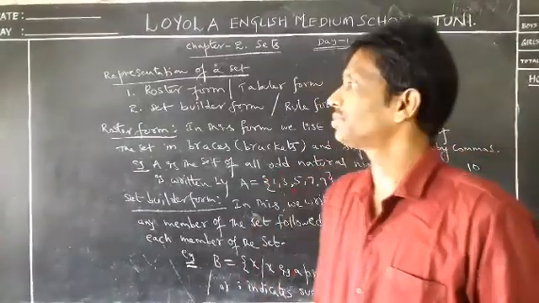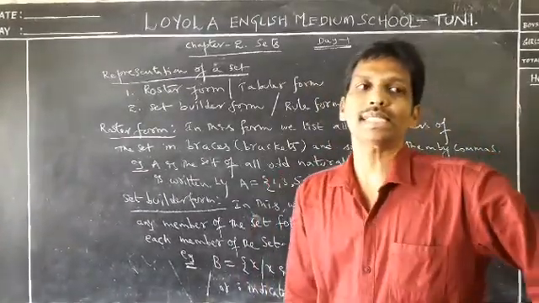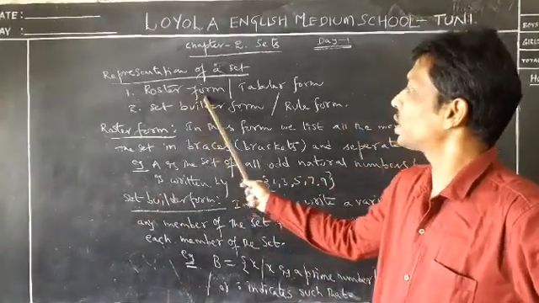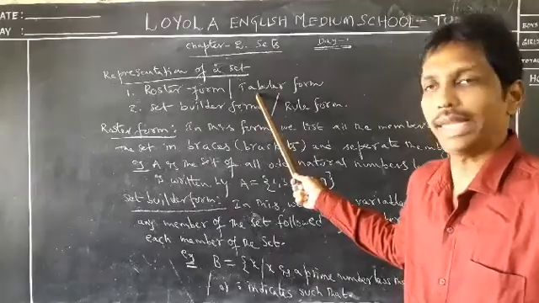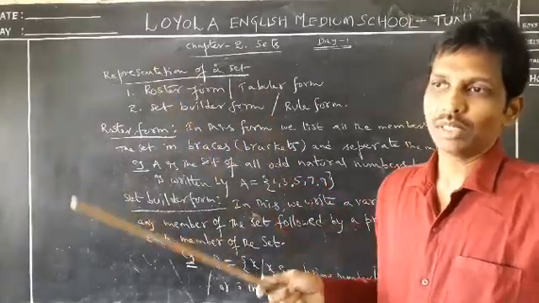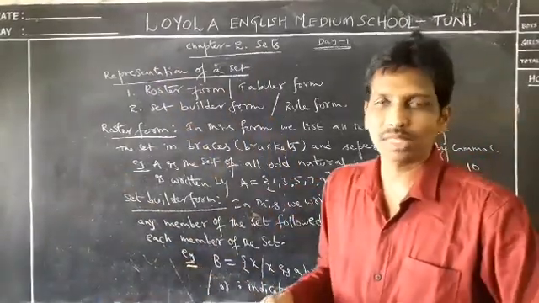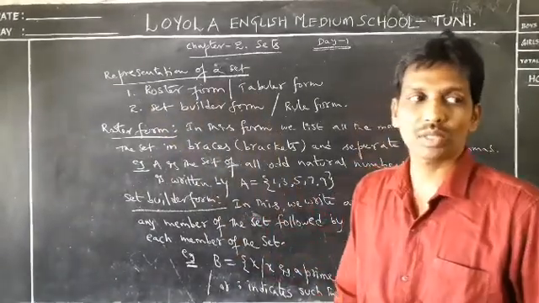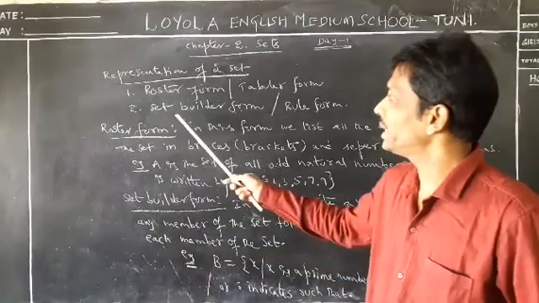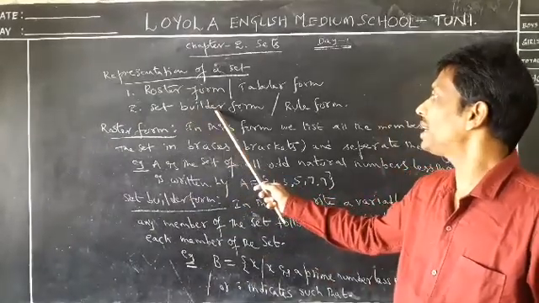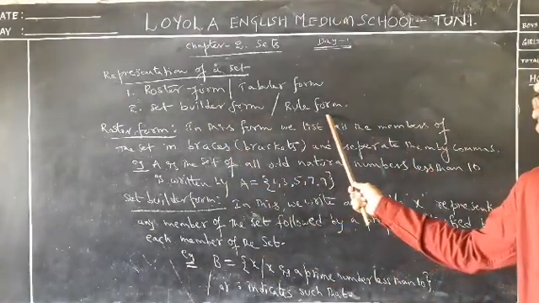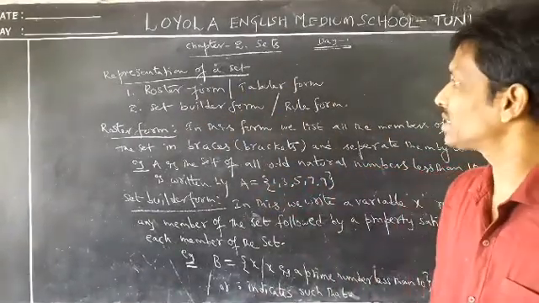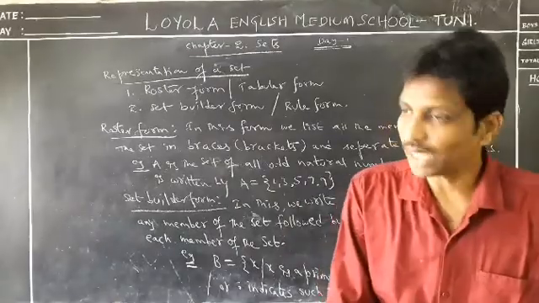Okay, listen. Usually the sets are represented in two ways. First one is roster form or tabular form. Both are same only. Whichever is convenient for you, remember it that way. Either roster form you may call or tabular form you may remember. Both are same only. And the second one is set builder form or rule form. Usually the sets are represented in two ways. First one is roster form, second one is set builder form.